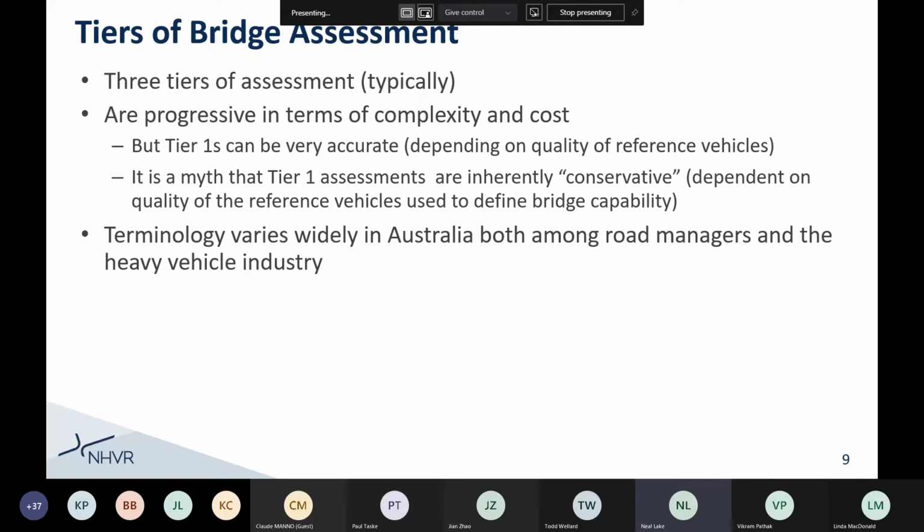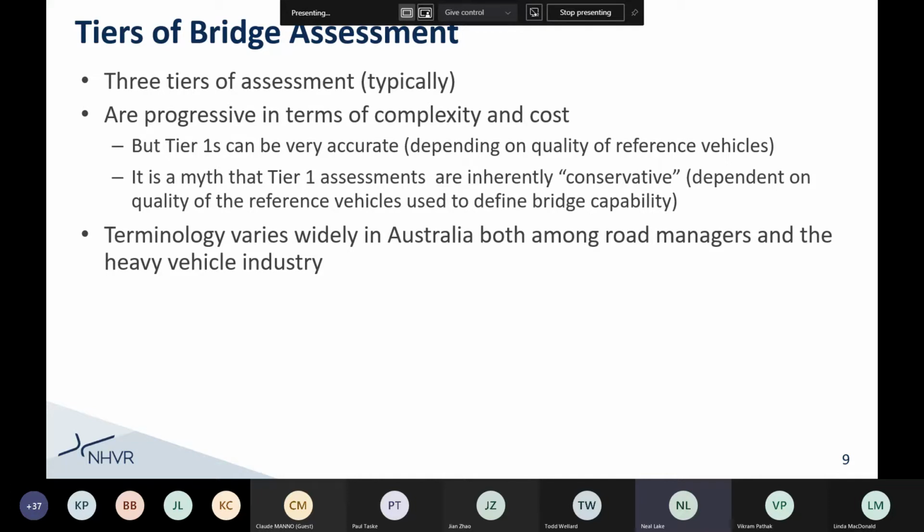Just a quick comment that I wanted to make. With these 3 tiers of assessment, it's often thought that Tier 1 assessment is very conservative or not very accurate, and that if you don't get good results with the Tier 1 assessment, then you definitely need to go to higher tiers of assessment. I just wanted to address that and dispel that myth.